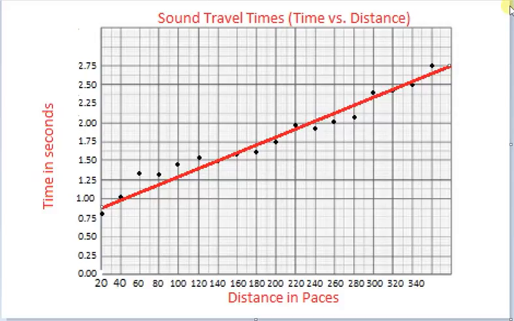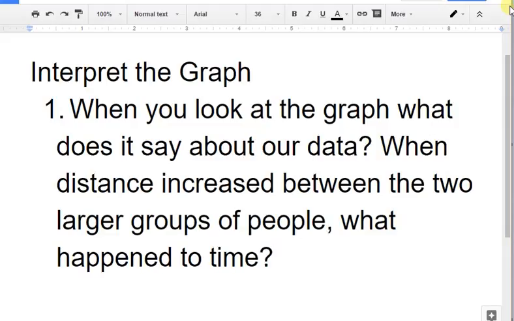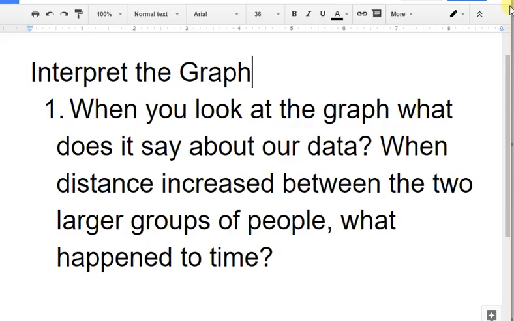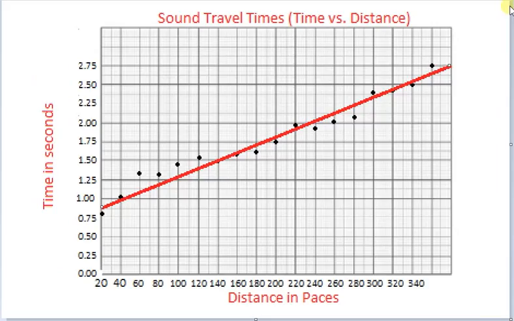I want you to put number 1 down, and the first question is you need to interpret the graph. When you look at this graph, what does it say about our data? This is the part I really want you to answer: when distance increased between the two larger groups of people, what happened to time? So when we had more paces as we go this way on the graph, what happens to time? Think about it. Write your answer number 1 on your paper. Pause the video.